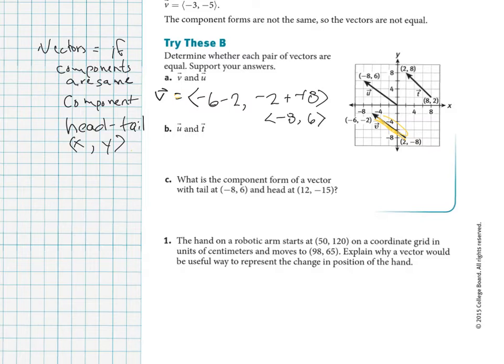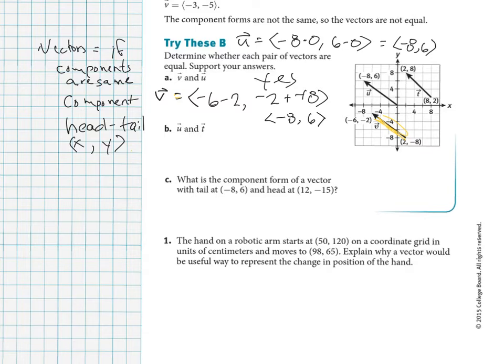Now our component form for vector U, I'm going to put this up here just because I'm writing kind of big, sorry. So for vector U, again, head minus tail, arrow minus point. And so vector U is the one in the second quadrant, and of course its tail is at 0, 0. So we have -8 minus 0, probably unnecessary, but I want to go through this carefully. And then for the y's, 6 minus 0. So vector U has component form -8, 6. So yes, these components are equal. These vectors are equal.